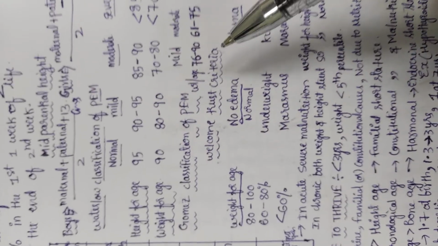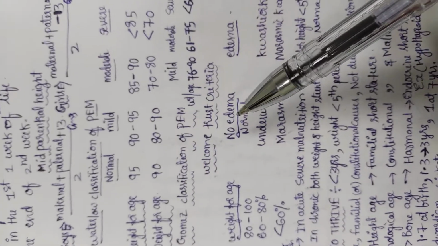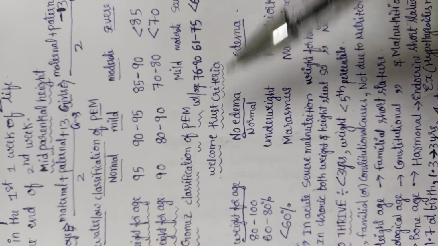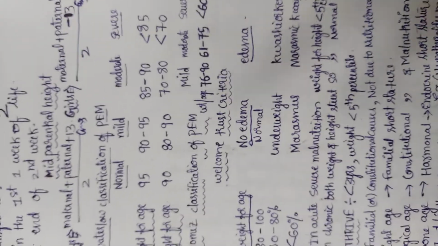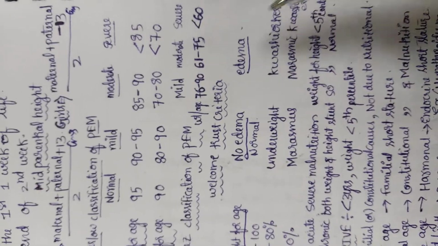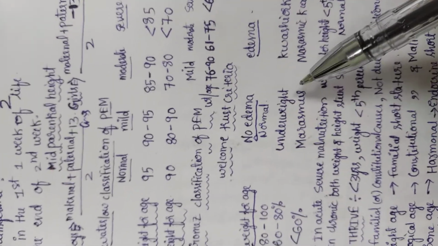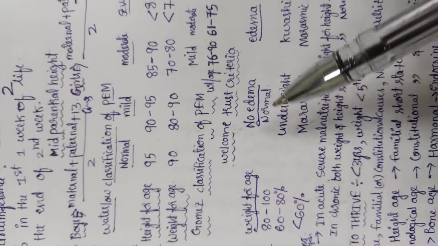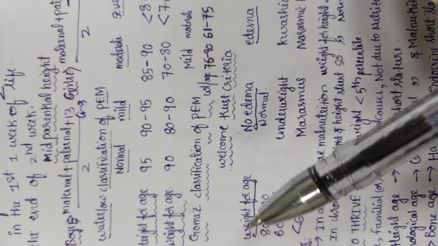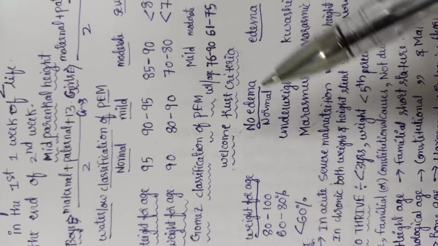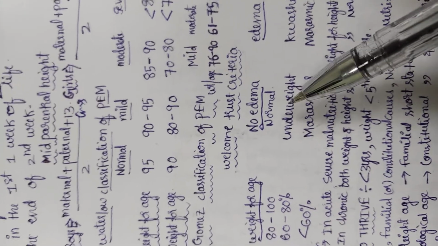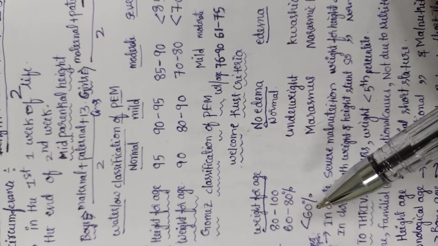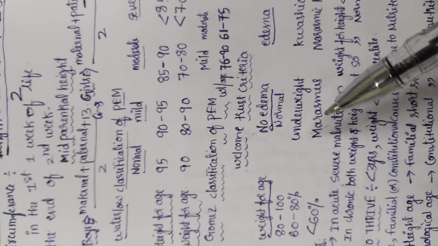Wellcome Trust classification. It is mainly by dividing into edema or no edema. If there is edema, it is called kwashiorkor. If there is no edema, it is called marasmus. Weight for age 80 to 100% without edema is normal. Weight for age 60 to 80% without edema, underweight. With edema, it is kwashiorkor. Weight for age less than 60% without edema, it is marasmus.